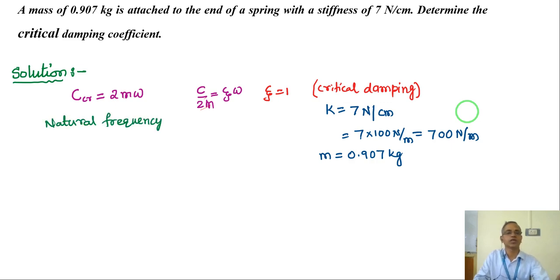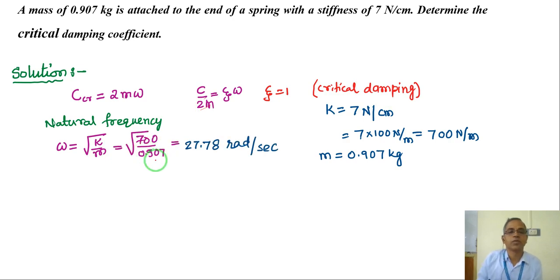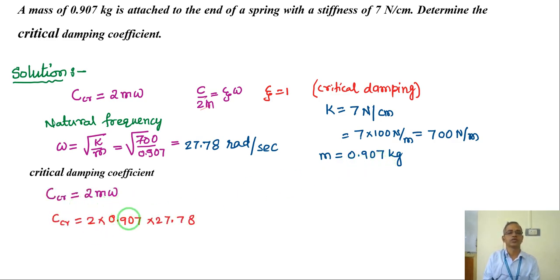So substitute in the critical damping, because before that find the natural frequency, which is root over k by m. K is 700, m is 0.907, we get 27.78 radian per second. And once I know omega, natural frequency, and the mass is given, I can find the critical damping coefficient, which is 2m omega. So I get 50.39 Newton second per meter.